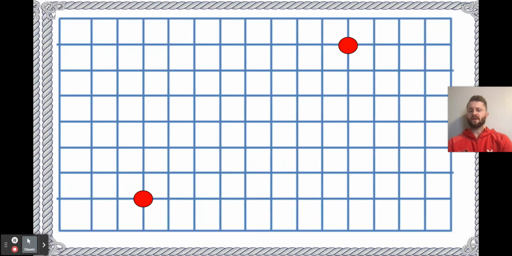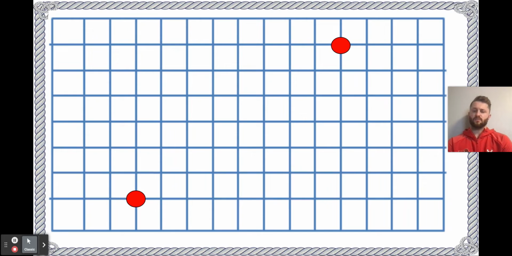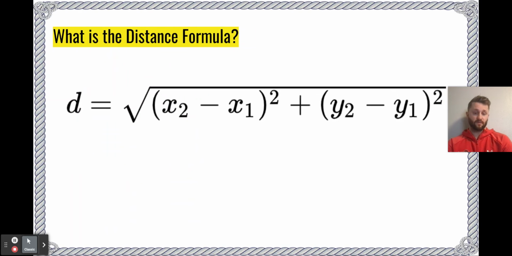But what about if we have two diagonal points like this? We can't simply count up the grid marks between the 2 points because that's not how a grid works. A grid only works horizontally or vertically. And so in this case, we would need to use the distance formula.